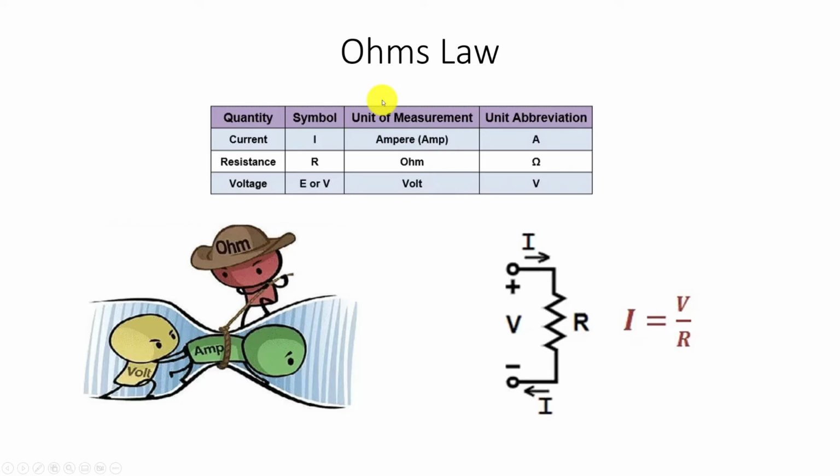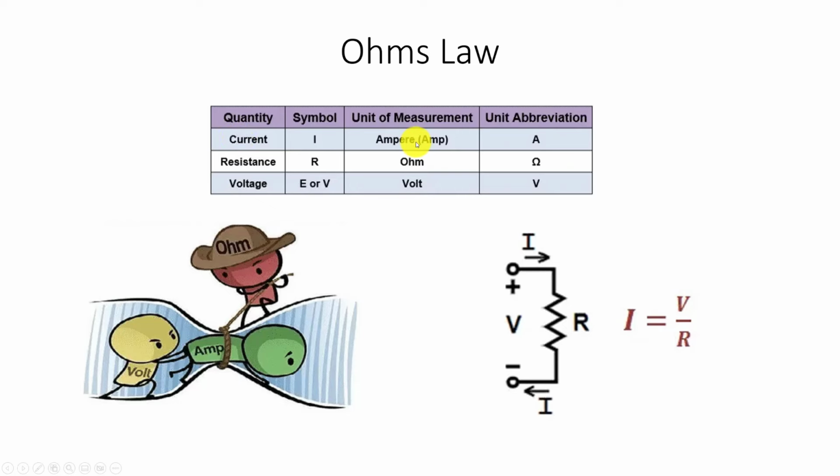To understand what's happening here, it's basically electronics. We have a simple circuit, and a simple circuit is going to have voltage, current, and resistance. So let's go up here and look at this. Current is shown by the letter I, and that's typically in amps.